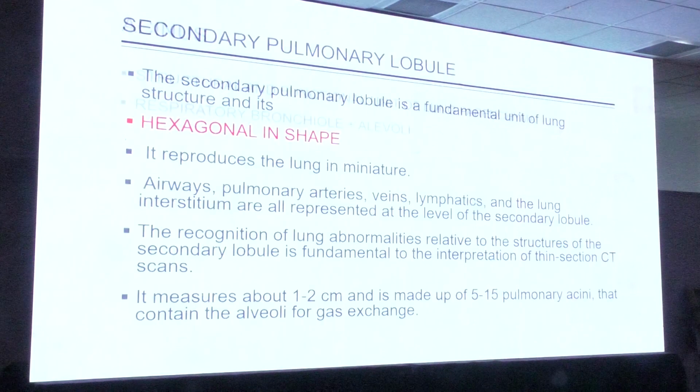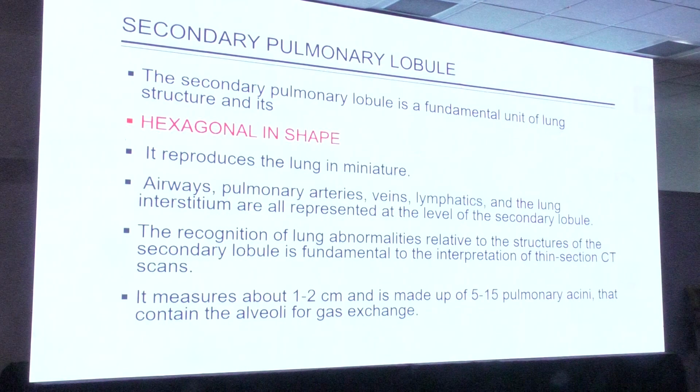Then what is the secondary pulmonary lobule? We discussed this. It's a fundamental unit of the lung, and the structure is hexagonal in shape. It reproduces the lung in miniature. Airways, pulmonary arteries, veins, lymphatics, and lung interstitium are all represented at the level of a secondary lobule. The recognition of lung abnormalities relative to the structures of the secondary lobule is fundamental to interpretation of thin section CTs. You should know everything about the secondary lobule.